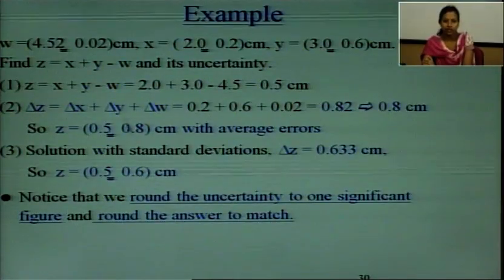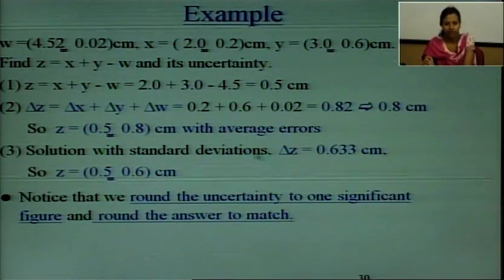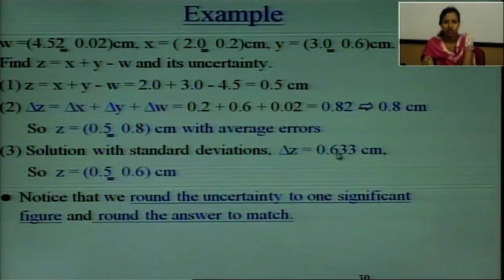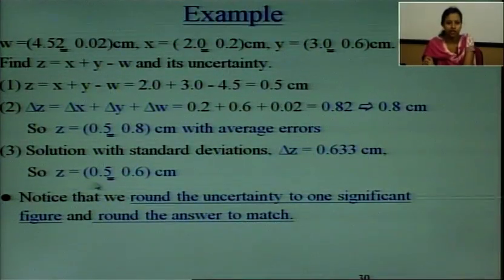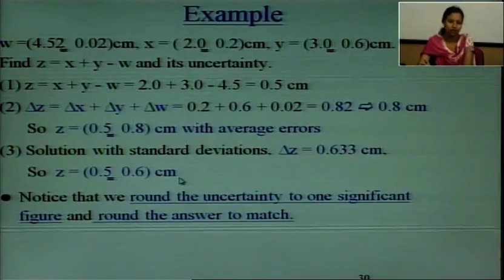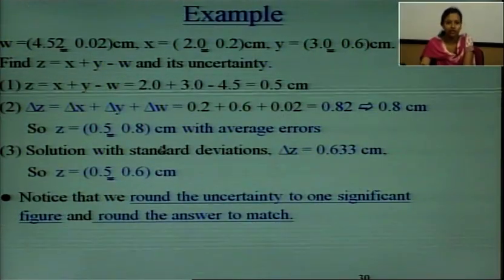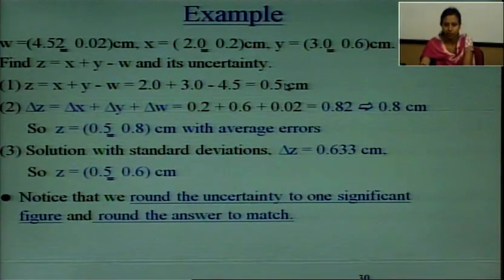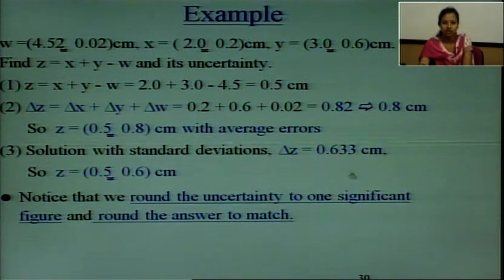If instead of average error we take standard deviation, then delta Z is equal to 0.633 centimeter. So Z is equal to 0.5 plus minus 0.6 centimeter. Here we need to take care that the central value is up to 1 decimal point, so the error is also up to 1 decimal point to match these two terms. This is the central value, this is the error in the measurement of this value.